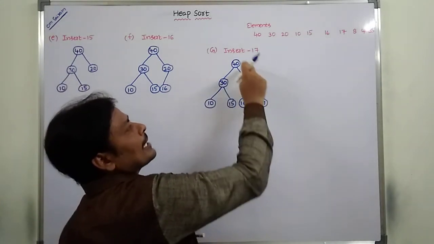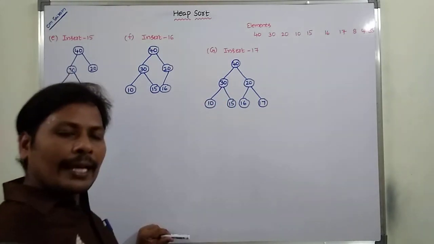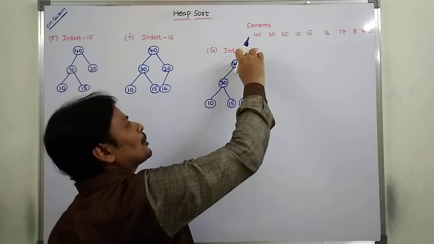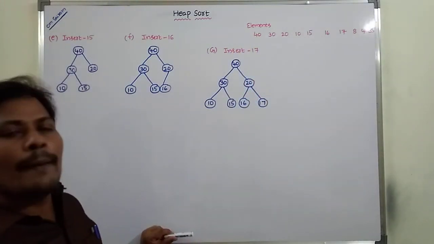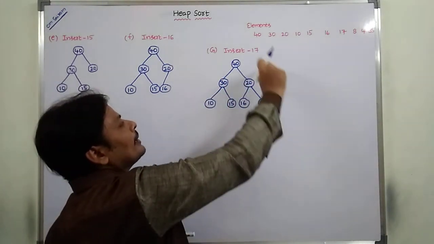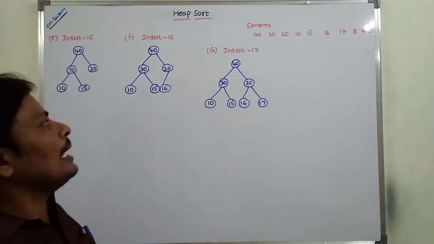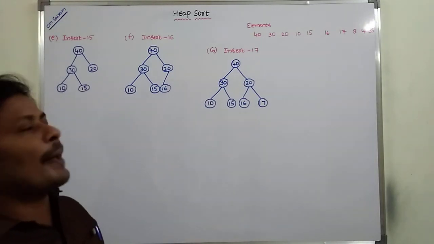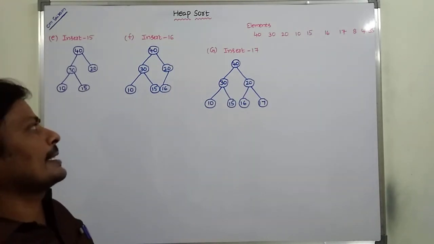30 and 20 have the parent 40. Now 40 is greater than 30. Yes, it satisfies the maximum heap property. 40 is greater than 20. Yes, it satisfies the maximum heap property. So in total, all the nodes in the tree satisfy the maximum heap property. Hence, we can say that it is the maximum heap after inserting element 17.